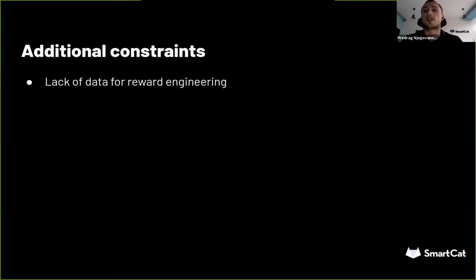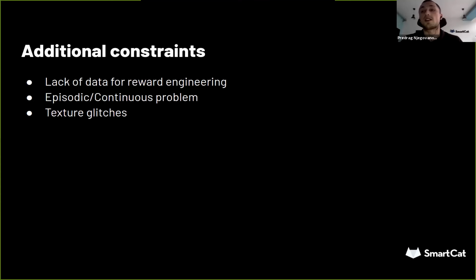Actually, I had a constraint of lacking data for reward engineering. I had just the time, and I think that's not enough for a good reward function to encapsulate all the domain problems. I made this problem episodic. That means that after a certain number of steps, I set an end state and restart all environments. And that's a limiting factor because this is a continuous problem. We have numerous floors, and we have some texture glitches in the environment itself. I don't know how that affects the CNN and feature extraction part.